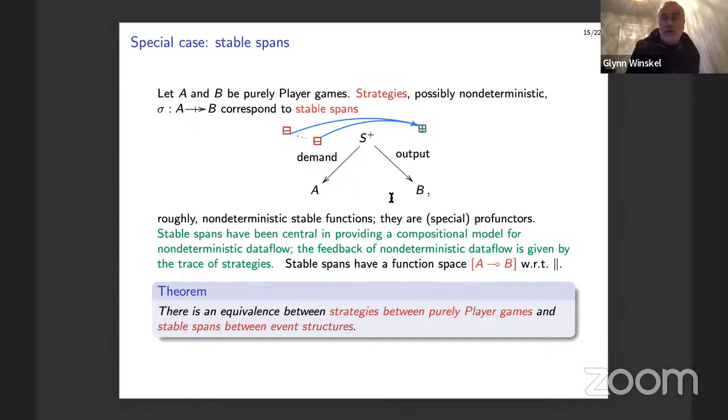Parallel composition is no longer product as it was in the earlier case with stable functions. But now we have a monoidal closed category, and the trace that we get of strategies turns out to be the tricky feedback operation of non-deterministic data flow. So this time, again with stupid games, but now looking at non-deterministic strategies, we see that there's an equivalence between strategies between purely player games and stable spans between event structures.